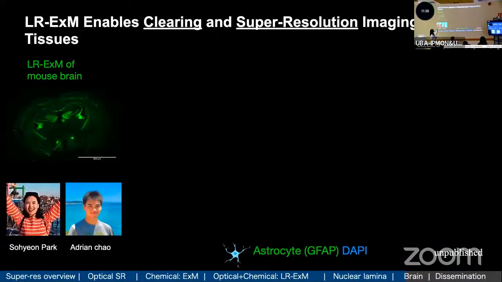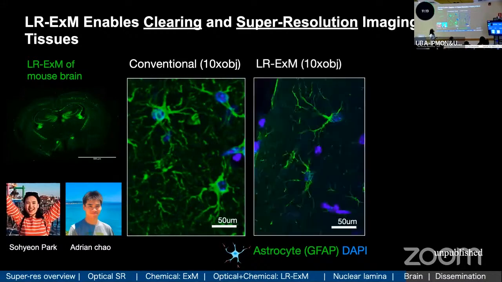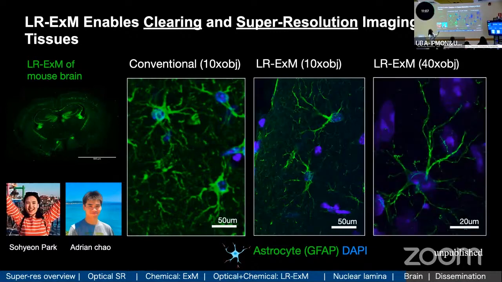And also we applied LR expansion onto the tissue. I think many of you are interested in brain tissue. If you use conventional microscopy with a 10x objective to image the astrocyte, this is usually what you see. With LR expansion, same 10x objective, very crappy objective, you'll see a much better signal to noise ratio. And with 40x, you can see how astrocytes embrace almost every single surrounding cell, with details.